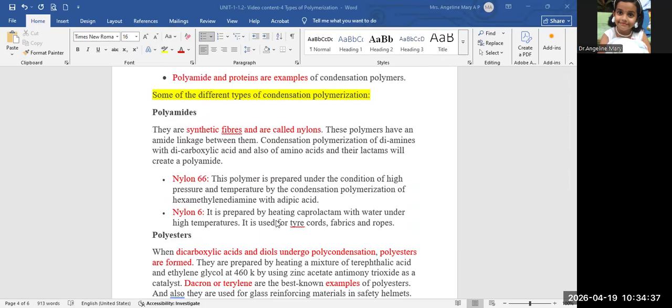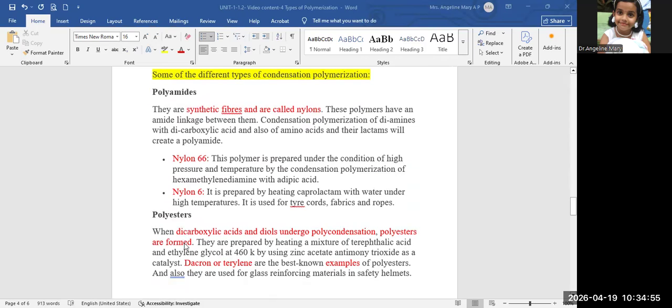Nylon 6 is prepared by heating caprolactam with water at high temperature. It is used for tire cords, fabrics, and ropes. These preparation reactions are also updated in the last videos. The second type of condensation polymerization is polyesters. When dicarboxylic acids and diols undergo polycondensation, polyesters are formed.